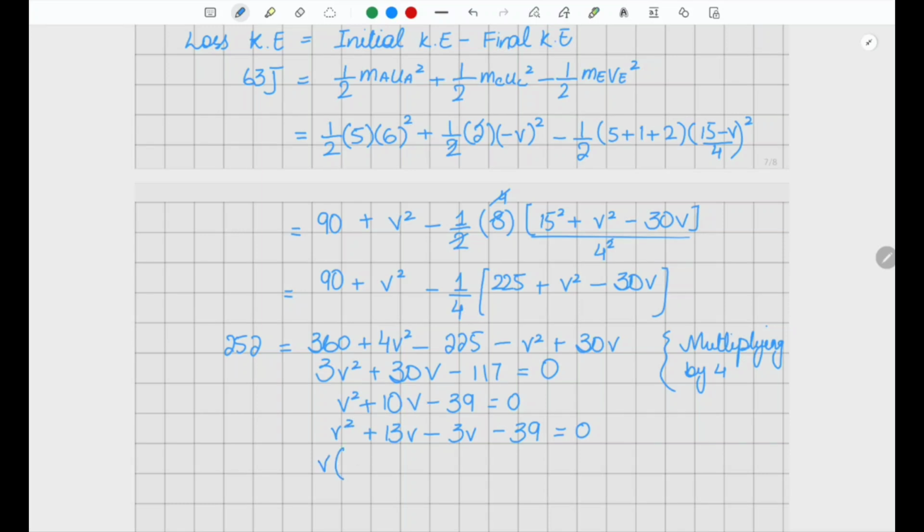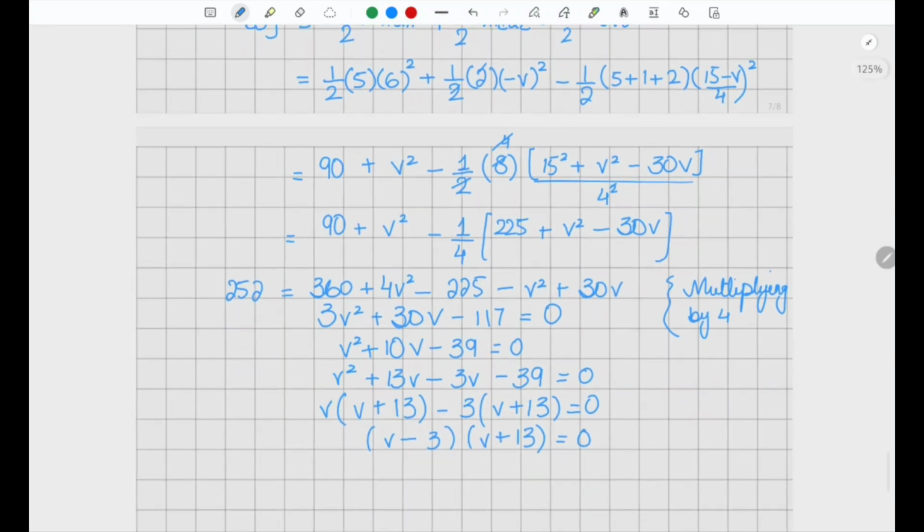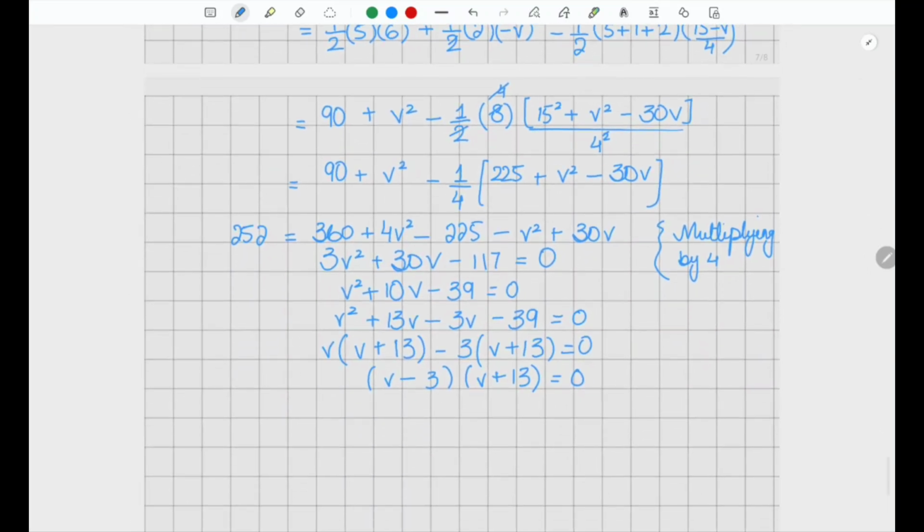So let's take that common. V plus 13 minus 3 times v plus 13 equals 0. So v minus 3 times v plus 13 equals 0. So v is going to be either 3 or minus 13.